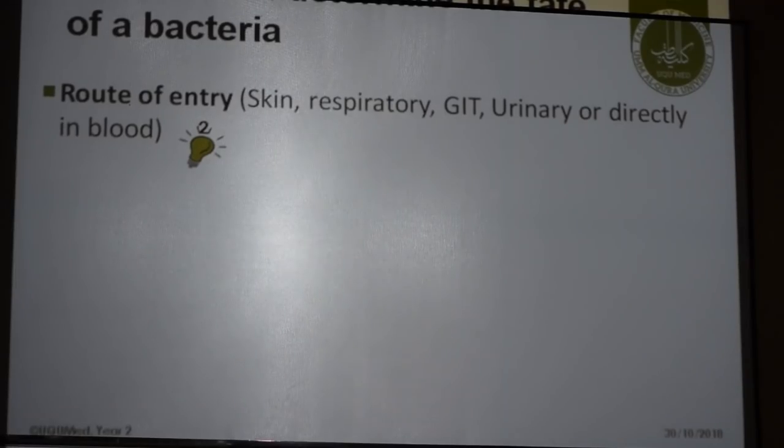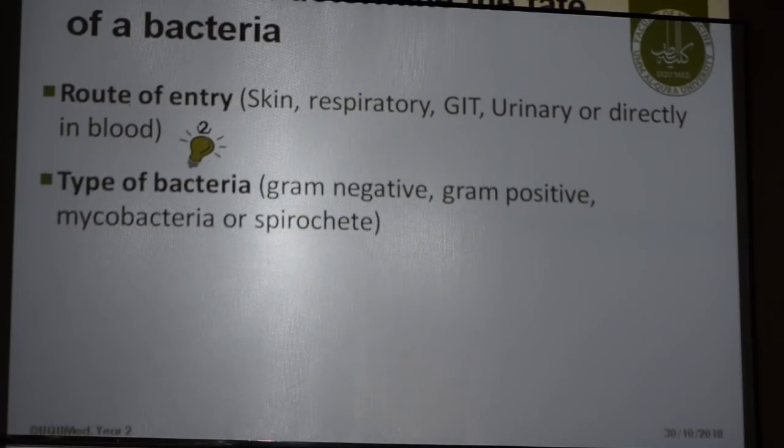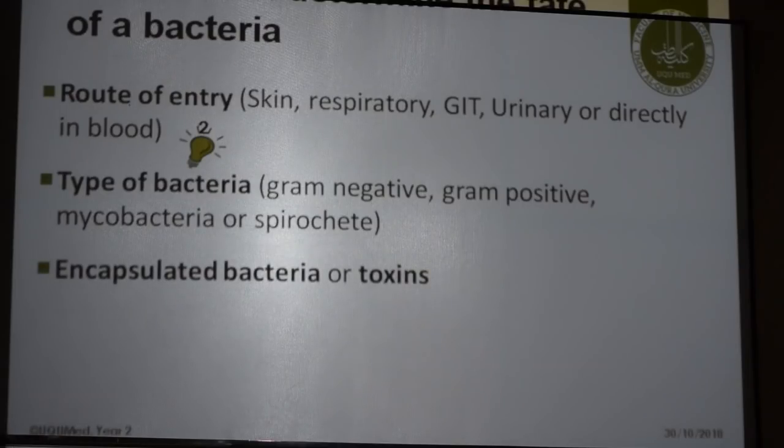Through skin, through respiratory, urogenital, or directly in the blood. Then the type of bacteria. You might have felt from the first slide that I gave you an example of gram-negative bacteria and the toxin-producing bacteria. So the type of bacteria determines which part of the immune system will tackle it and how efficiently. There are different types of bacteria: gram-negative, gram-positive, Mycobacterium, which is an intracellular pathogen, spirochetes, and then there are encapsulated bacteria as well, which are most resistant to damage by the immune system.